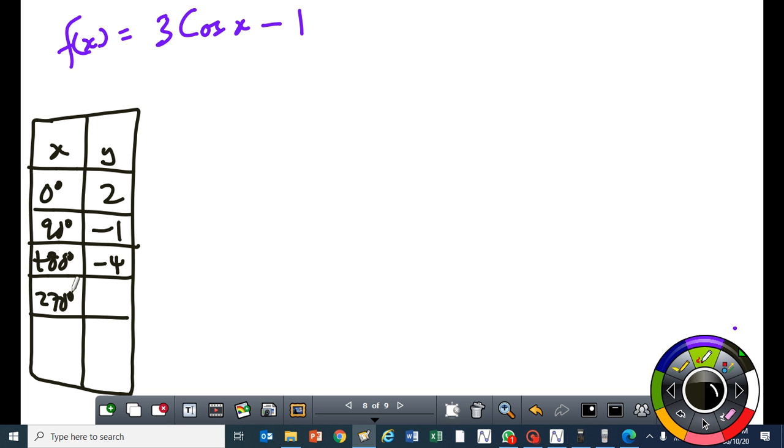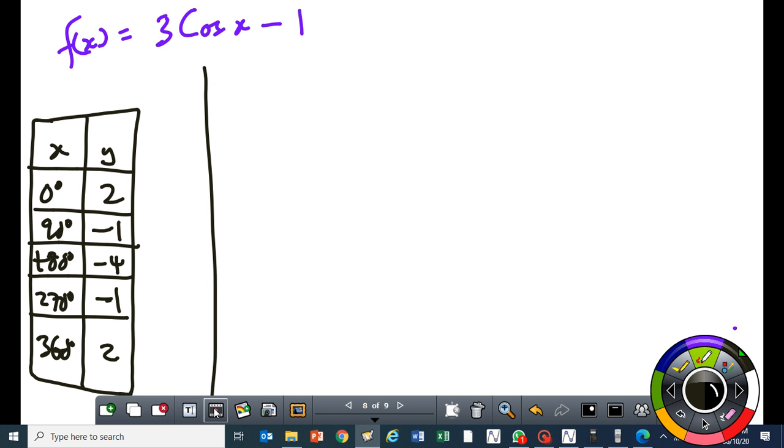Okay, cos 270. It gives you what? Minus 1. The final answer is? Minus 1. What's the y value? Minus 1. Okay, and then 360 degrees, what do you get? 2. Then you plot. Since my minimum is minus 4, maximum is a 2.